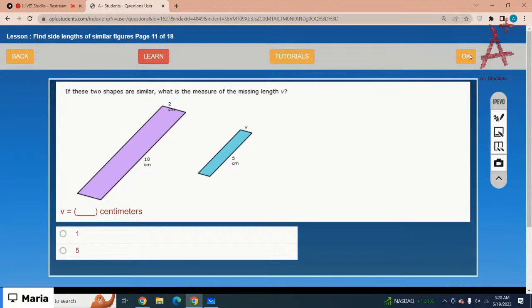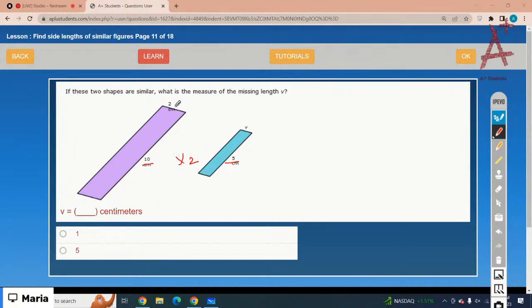If these two shapes are similar, what is the measure of the missing length V? You can just look at here. Here you have 10 and here you have 5. Just look at the similar sides. Another, easier way. Here you have 10, here you have 5. 5 times what number makes 10?